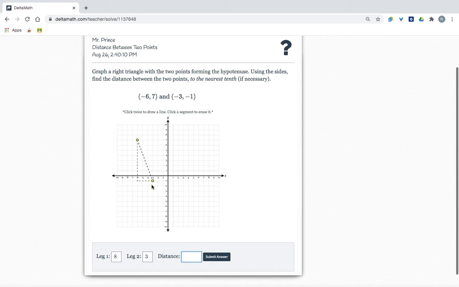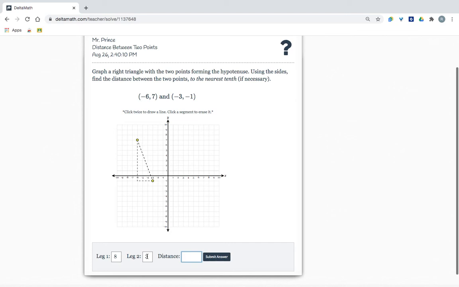Well, instead of using the distance formula, which I'll also be posting a video on, you're just going to use the Pythagorean theorem here. So with the Pythagorean theorem, you would have 8 squared, which is 64, plus 3 squared, which is 9. So 64 plus 9 gives you 73. So your answer is going to be the square root of 73, because your c-squared value would be 73.